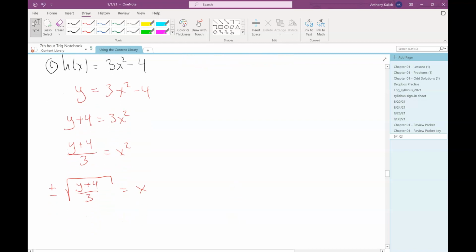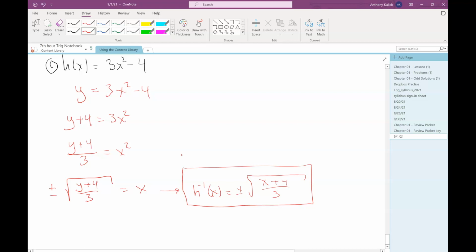And now the x is by itself, so I can swap the x's and y's and rewrite this in function notation. I'm going to do that all in one step if everybody's okay with that, rather than separating it out. That's our final answer.